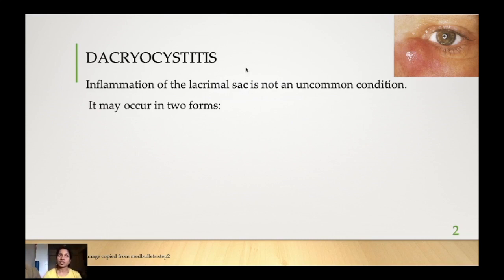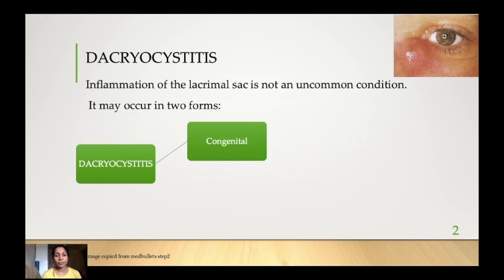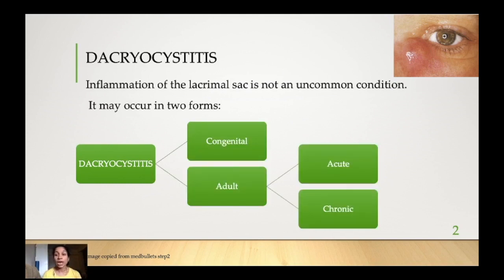It's a common condition, and it may occur in two forms. In this picture, you can see the lacrimal sac region, and a reddish swollen region. This is the inflammation of the lacrimal sac. It can occur in two forms: congenital and adult. Adult can again be divided into acute and chronic forms. So we are mainly dealing with three things: congenital dacryocystitis, chronic dacryocystitis, and acute dacryocystitis.